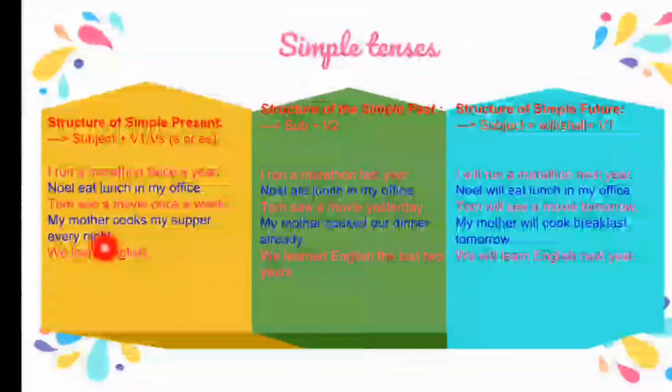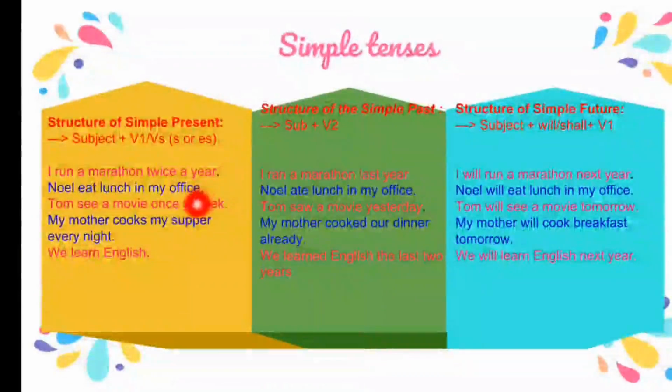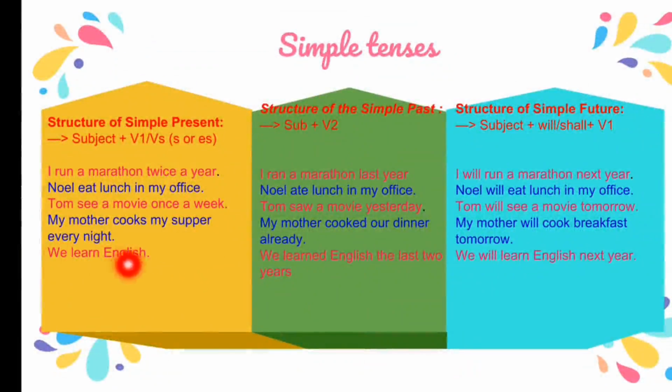So dear children, please go through these examples. My mother cooks my supper every night. My mother cooked our dinner already. My mother will cook breakfast tomorrow. We learn English. We learned English the last 2 years. We will learn English next year. So these are the examples of simple tenses: simple present, simple past and simple future.